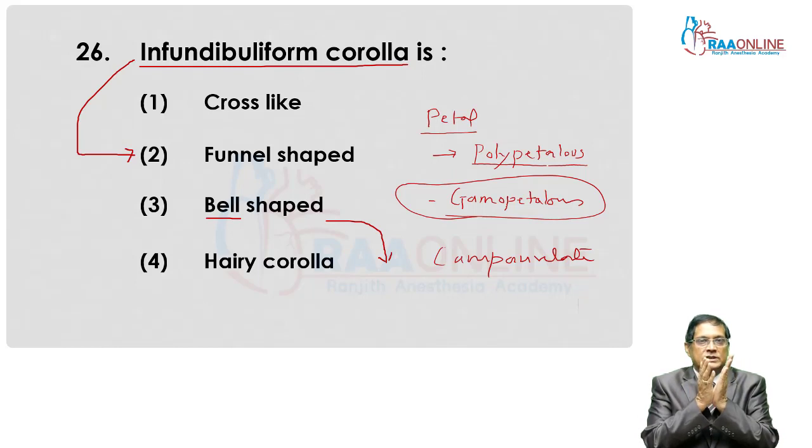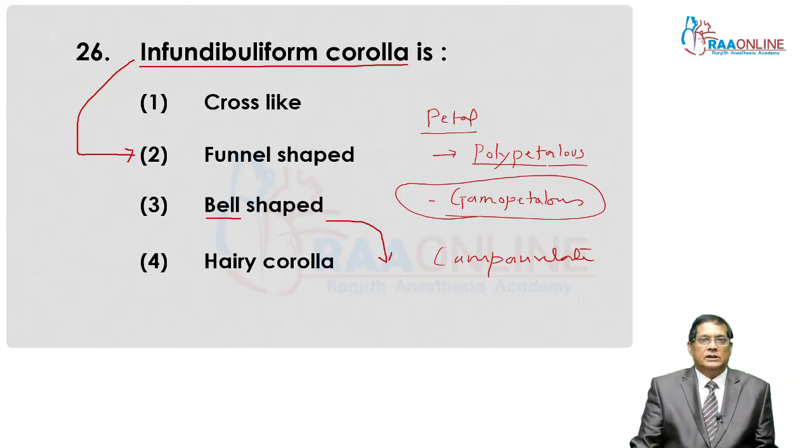Gamo indicates fusion. Poly indicates free. If the petals are free, it is polypetalous corolla. If they are fused, they are gamopetalous, and by the fusion a specific shape is seen. If it is funnel-like, then infundibuliform. If it is bell-like, then it is called campanulate. These two are only given as hints in NCERT, that is, no term is given, but the funnel or bell-like words are given. There is a technical term for them: infundibuliform is funnel-shaped and campanulate is bell-shaped corolla.